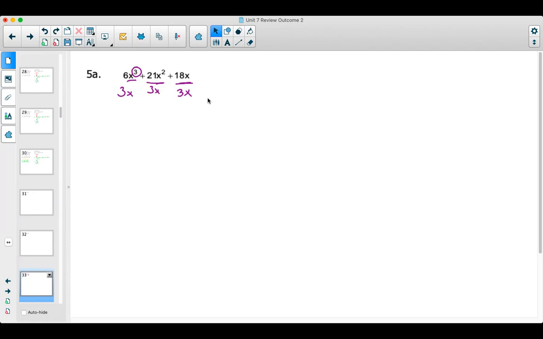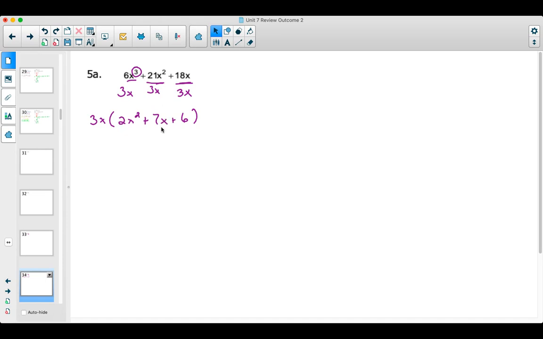6 divided by 3 is 2. X cubed divided by x is x squared. 21 divided by 3 is 7. X squared divided by x is x. 18 divided by 3 is 6. X divided by x cancels.